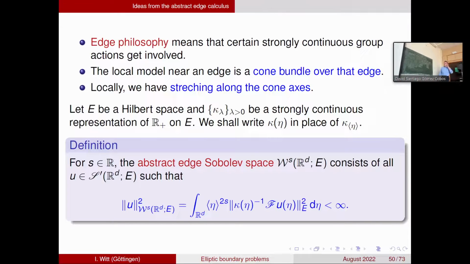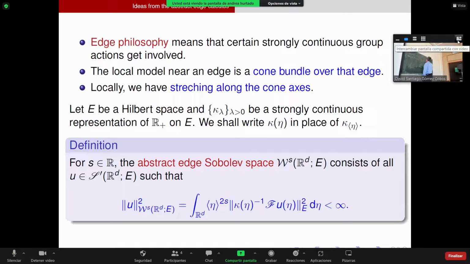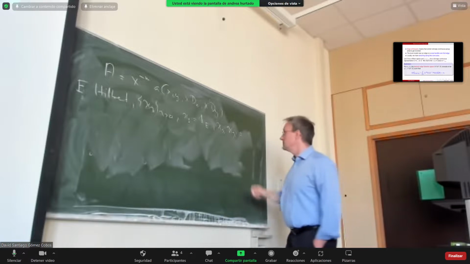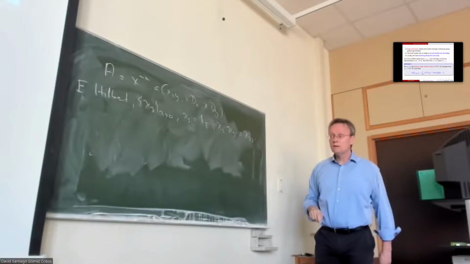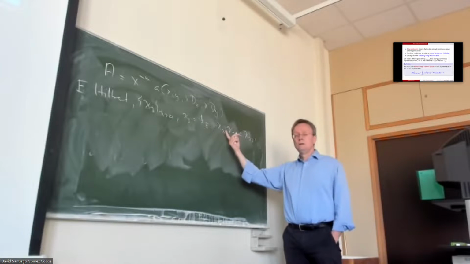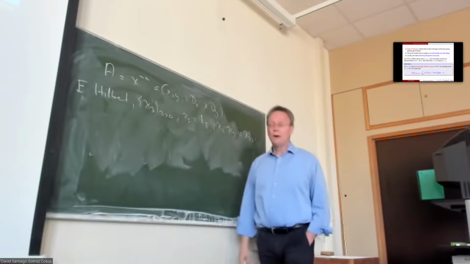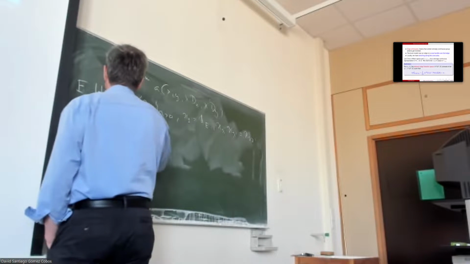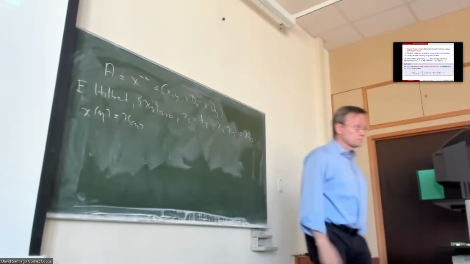So the definition works for some abstract group action, and it is as follows. We start with a Hilbert space E, again in an L2-based setting, and we have a group, taken multiplicatively, acting on E. It is a strongly continuous group. Group means at 1 we get just the identity on E, and kappa lambda composed with kappa lambda prime gives kappa lambda lambda prime, for lambda, lambda prime positive. In our applications we always have to replace lambda by the Japanese bracket, and because it occurs so often we abbreviate things like this. Okay, and that is the definition.